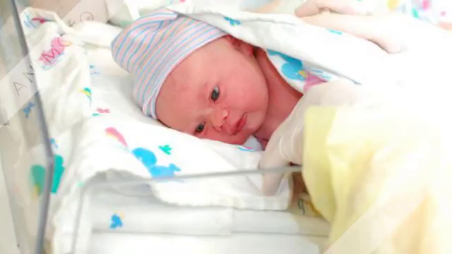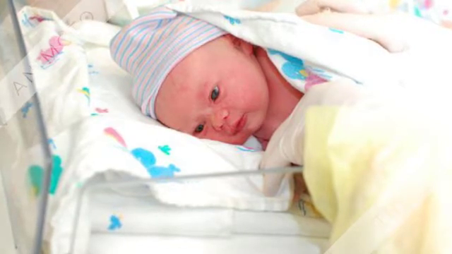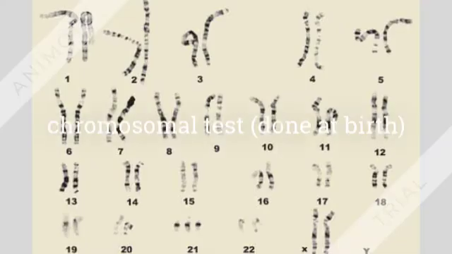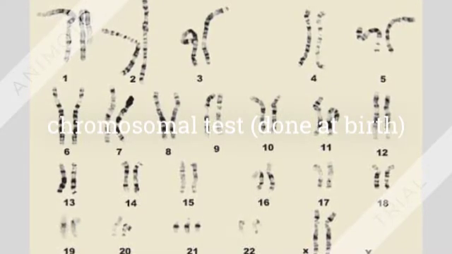At birth, Down syndrome can be identified by the presence of certain physical traits, including low muscle tone, a single deep crease across the palm of the hand, a slightly flattened facial profile, and an upward slant of the eyes. A chromosomal analysis will also be done to ensure that these physical traits are indeed related to Down syndrome.